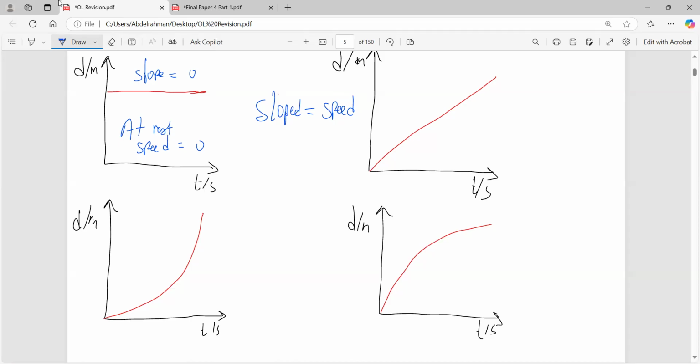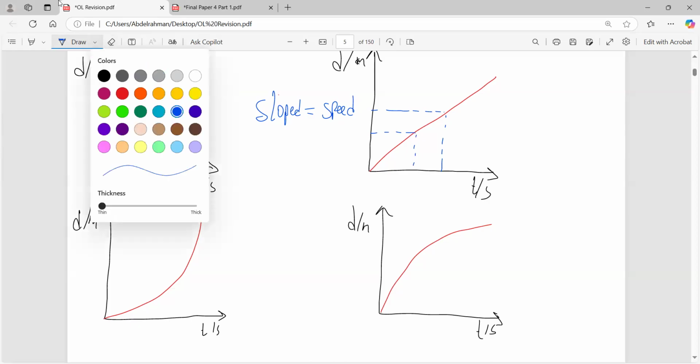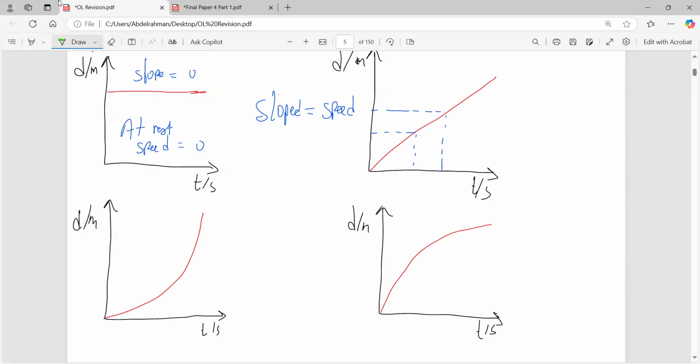So we can find the slope. How? y2 minus y1 over x2 minus x1. Let's write them down. For example, here I have y2, y1, x2 and x1. To find the slope, which is to find the speed, what do we do? Slope equals y2 minus y1 over x2 minus x1, which is basically finding the speed.